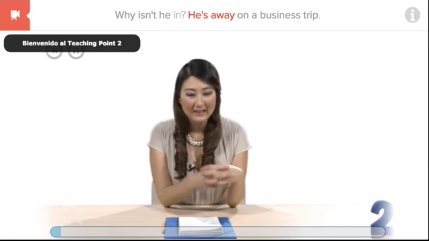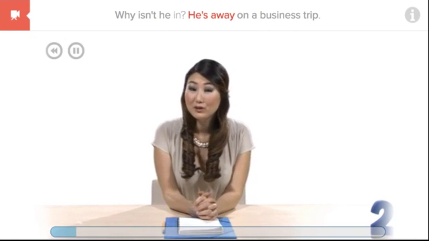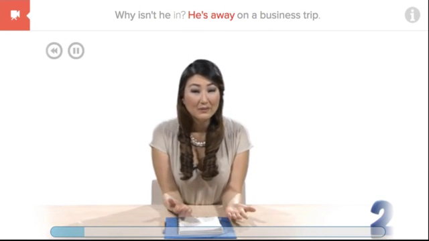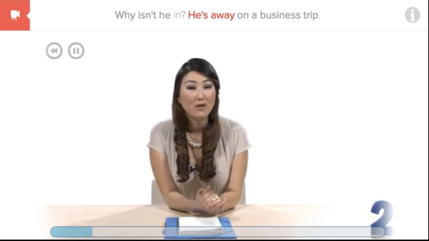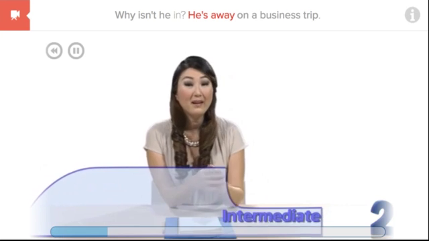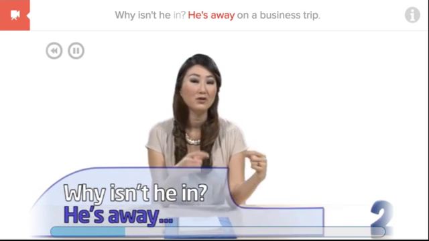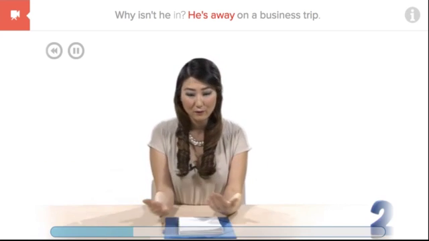All right, let's continue with our lesson. Why isn't he in? He's away on a business trip. ¿Por qué no está él? Pues está en un viaje de negocios. So the second part is he's away. Él está fuera. Okay, so the verb is to be away. To be away, estar fuera.